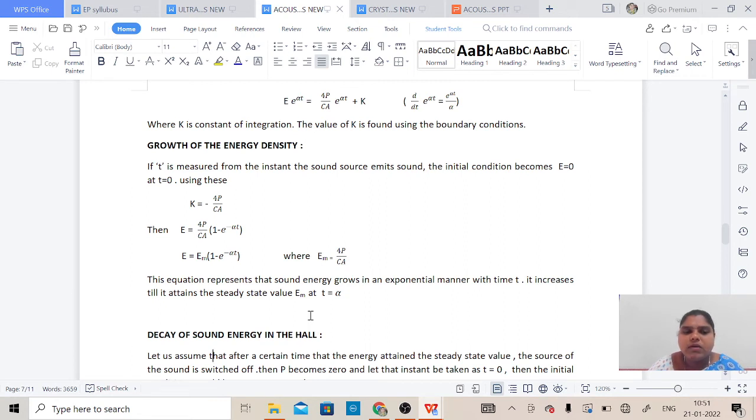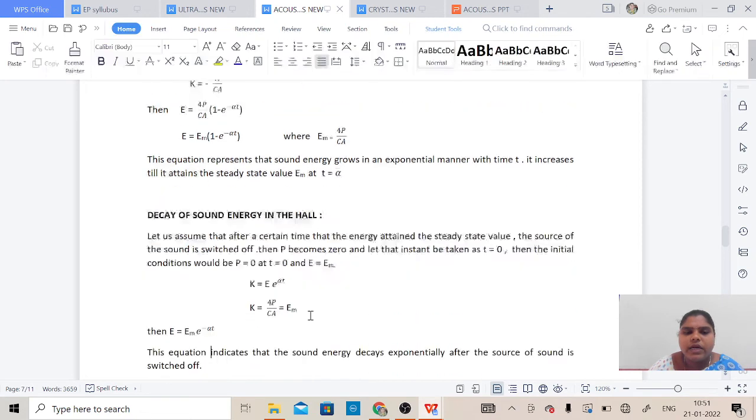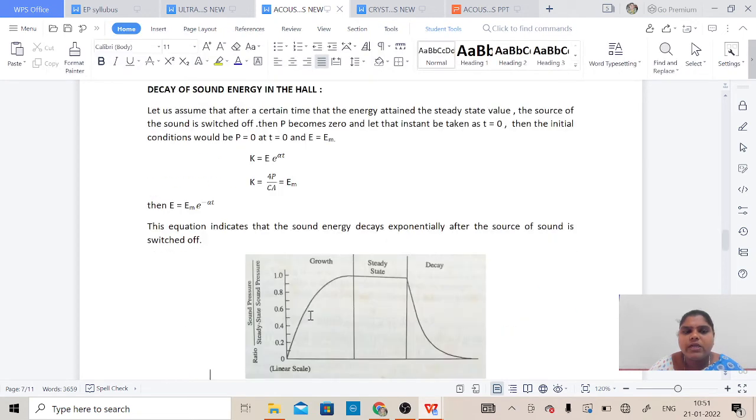So this equation represents that the sound energy grows in an exponential manner with time t. It increases till it attains the steady state value Em. Next, decay of the sound energy in the hall.